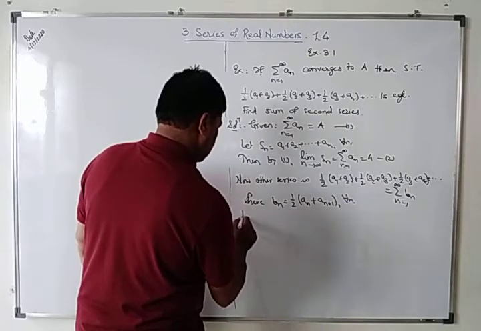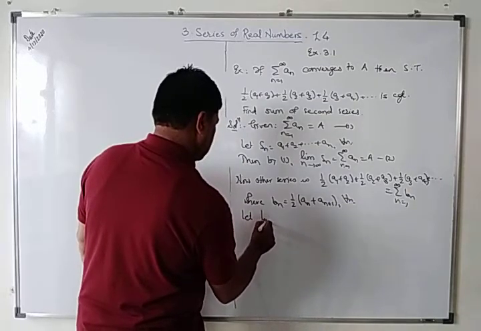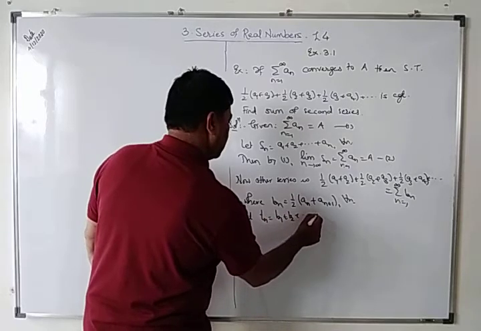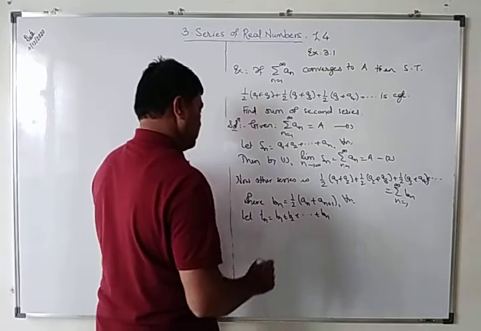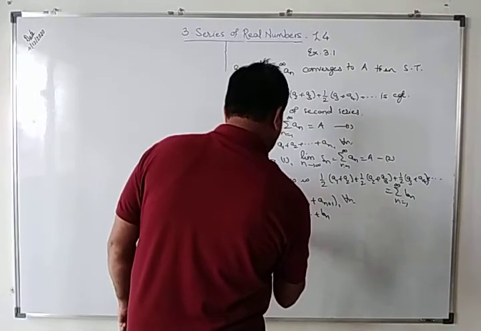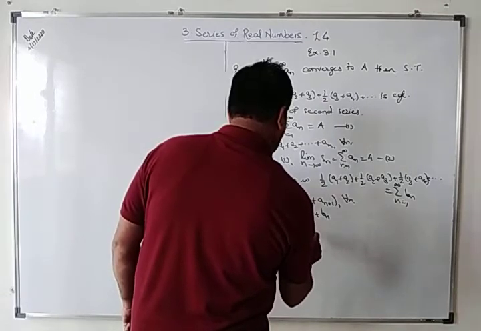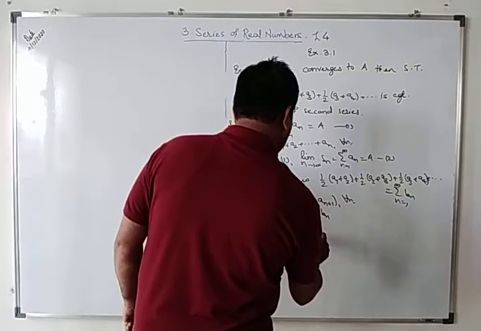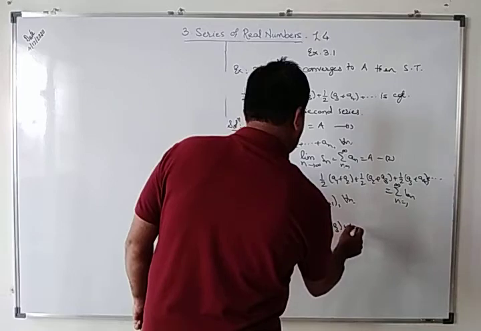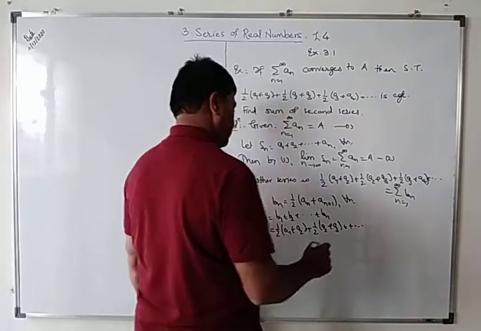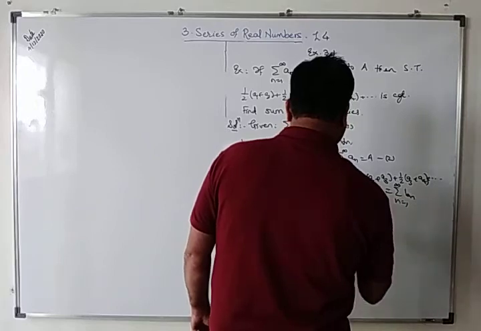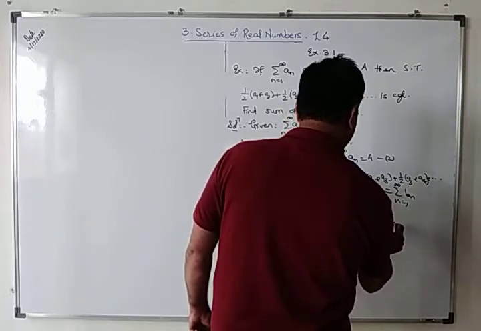Let T_n be equal to b1 plus b2 plus dot dot up to b_n, which is equal to half times (a1 plus a2) plus half times (a2 plus a3) plus dot dot, up to half times (a_n plus a_{n+1}).